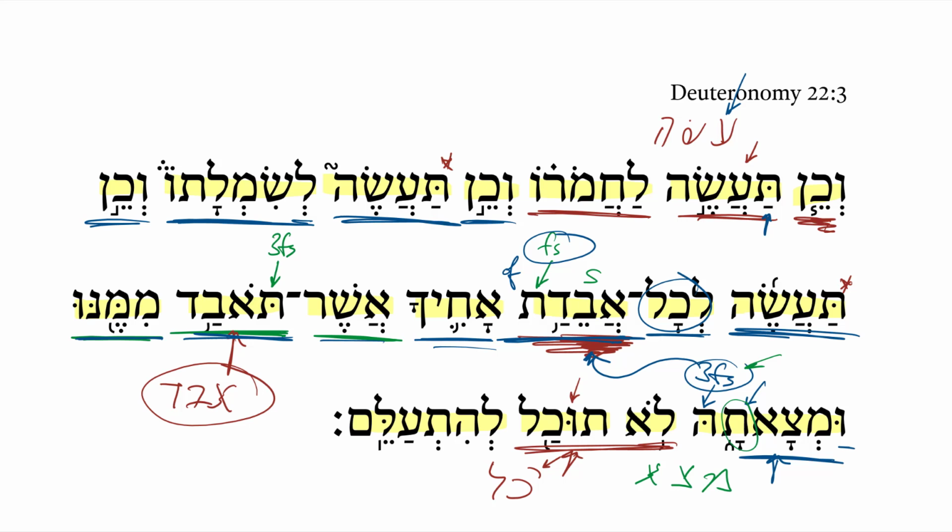You are not able to conceal yourself. Here's that verb again that we saw in a previous verse, alam. It's a hitpael, and so you're not able to conceal yourself, or this would be a way of saying you are not able to ignore it.